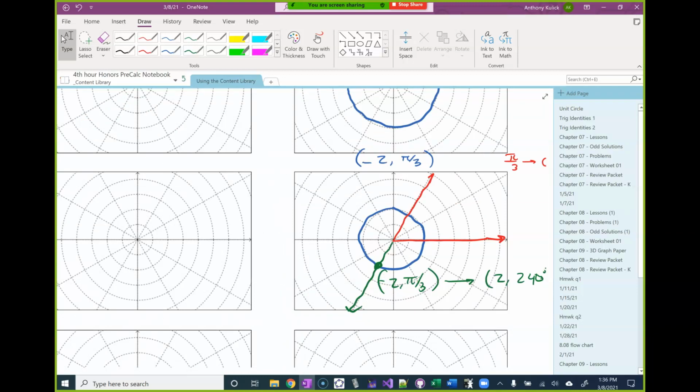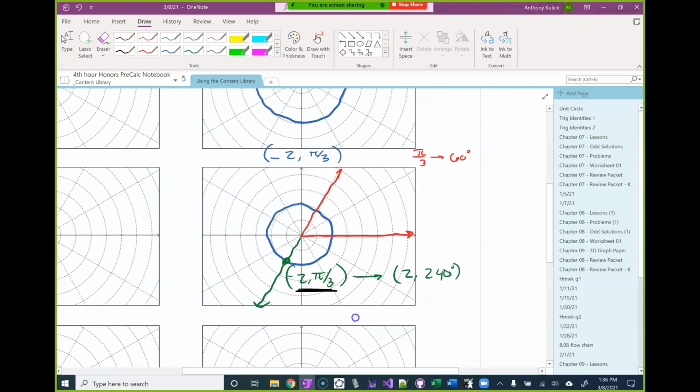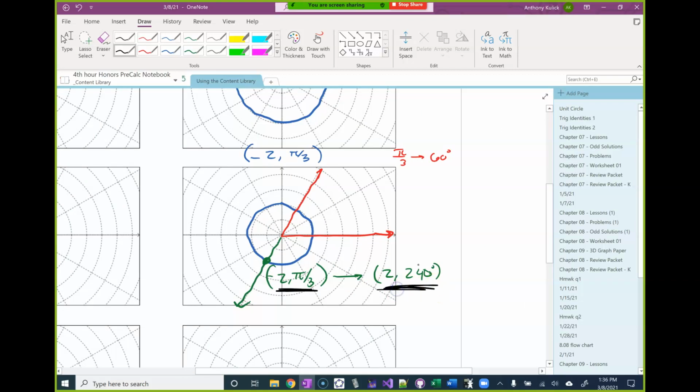So one of the things that we'll be interested in is being able to determine points that coincide. For example, like we saw here, negative 2 and pi over 3, and positive 2 and 240 degrees, or what is that? That's 4 pi over 3. Those are coinciding points, like we're describing the exact same position.